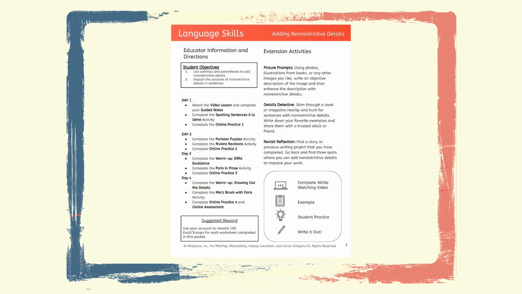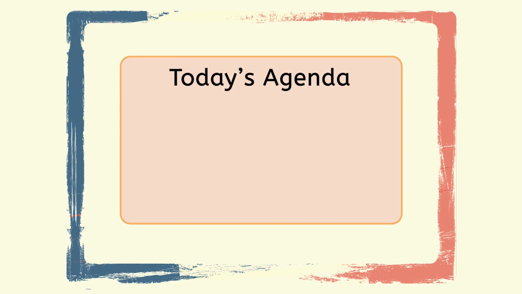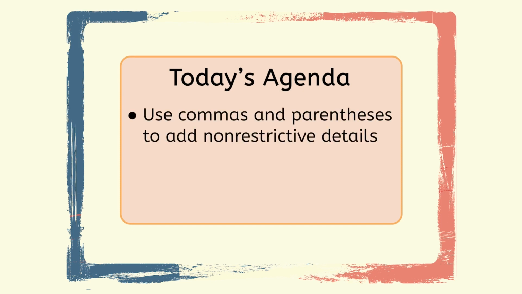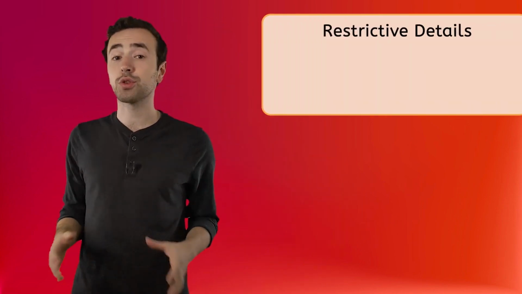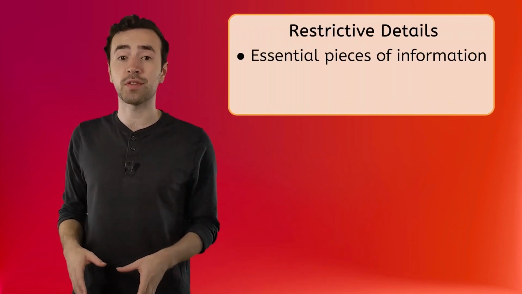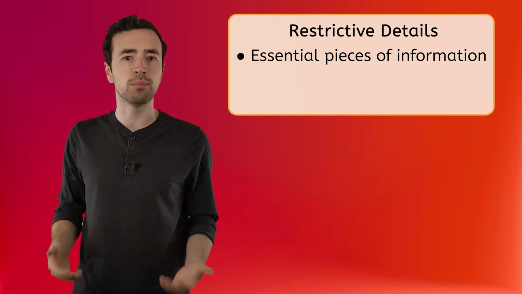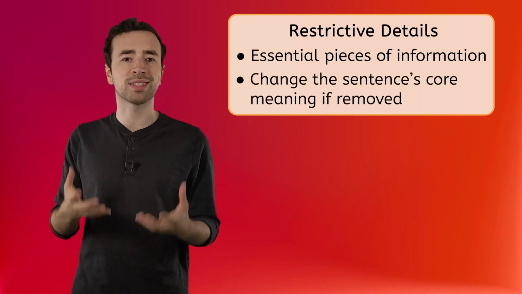Before we begin, make sure you have today's PDF ready to take some notes. By the end of this lesson, you'll be able to use commas and parentheses to add non-restrictive details and explain the purpose of non-restrictive details in sentences. Let's get into it. So, let's start with something that sentences already have: restrictive details. Restrictive details are essential pieces of information in a sentence that, if removed, would change the sentence's core meaning.